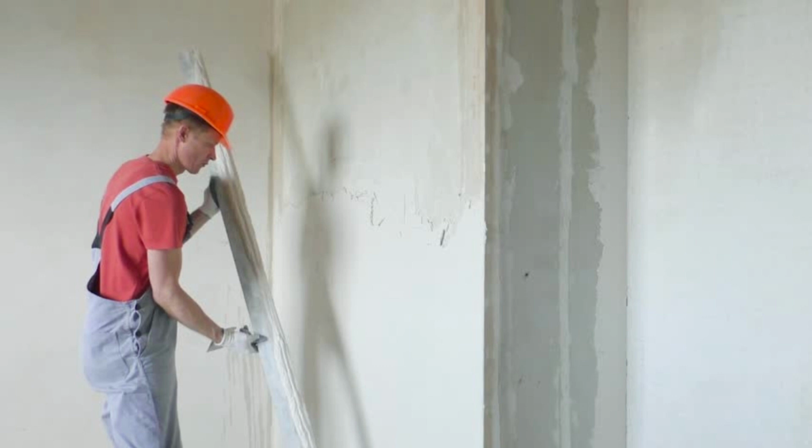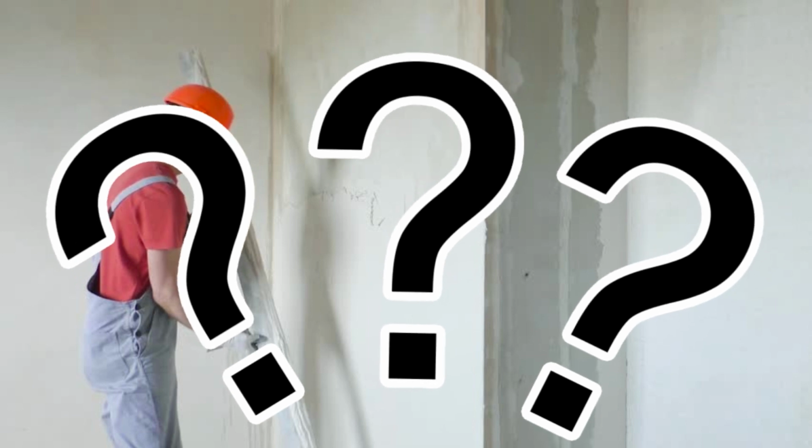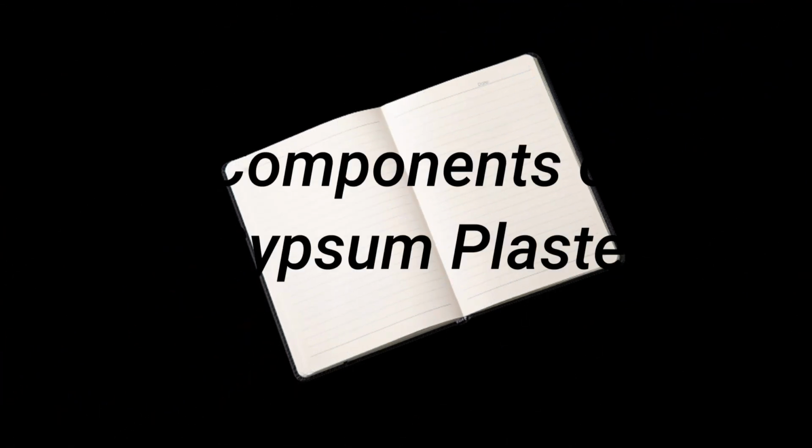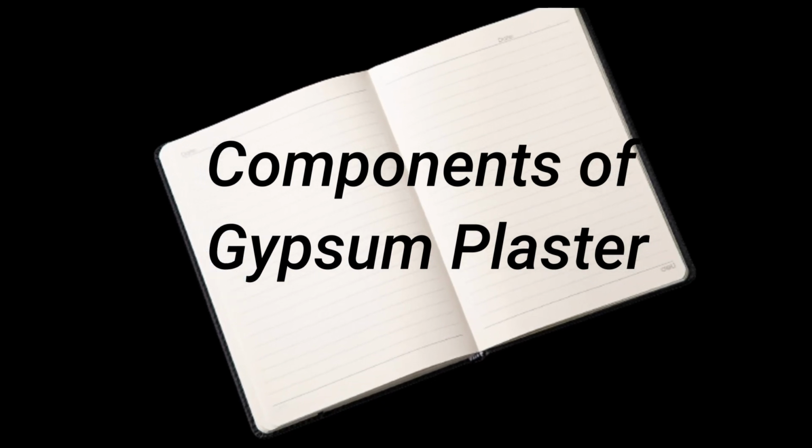Now we have a clear idea about gypsum plaster. Can this be used on all types of walls? That's the query we all have in our mind. Yes, gypsum plaster can be applied on brick walls, hollow or solid block walls, AAC blocks, and plaster boards as well as interlock bricks. Next, let's look into the components of gypsum plaster.